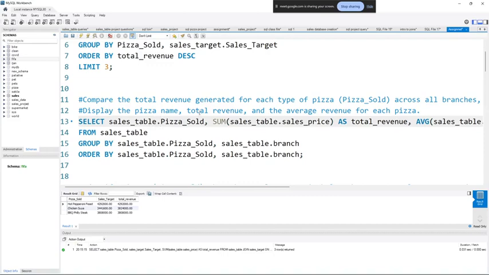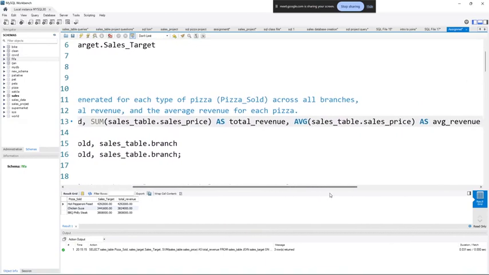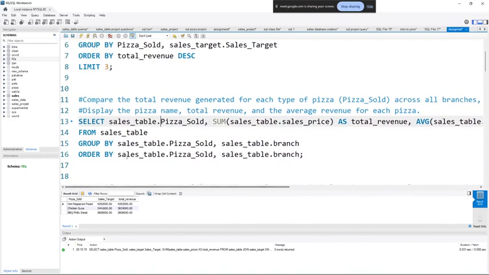So from the sales table, take the pizza sold, and the sum of the sales price from the sales table. You have to sum it and put it as total revenue. And they said something else. They want the average of that sales price too, as sales revenue, from the sales table. So we group by what? The pizza sold.